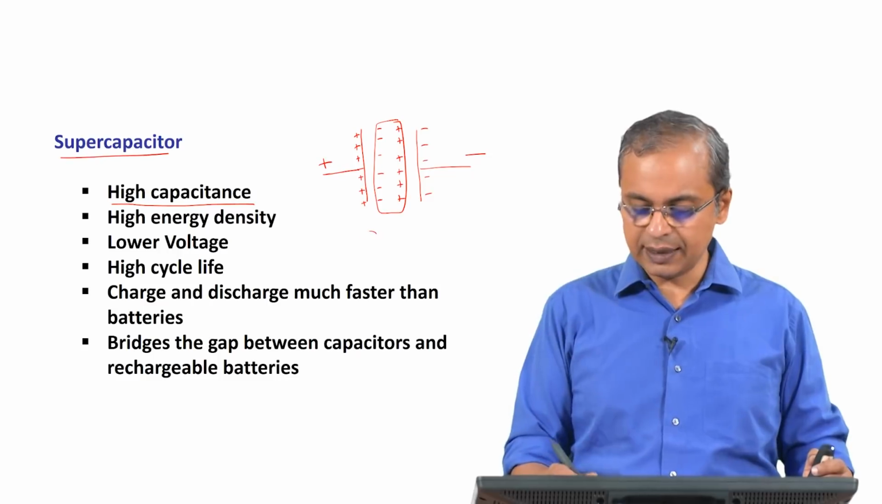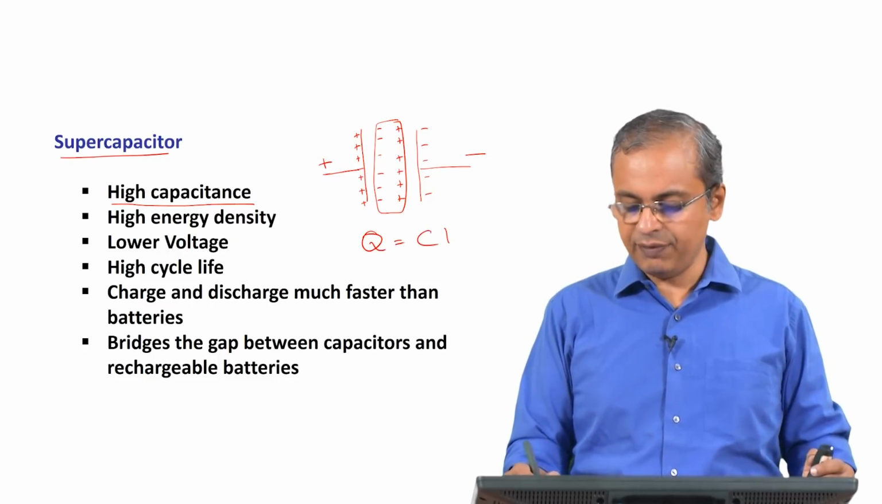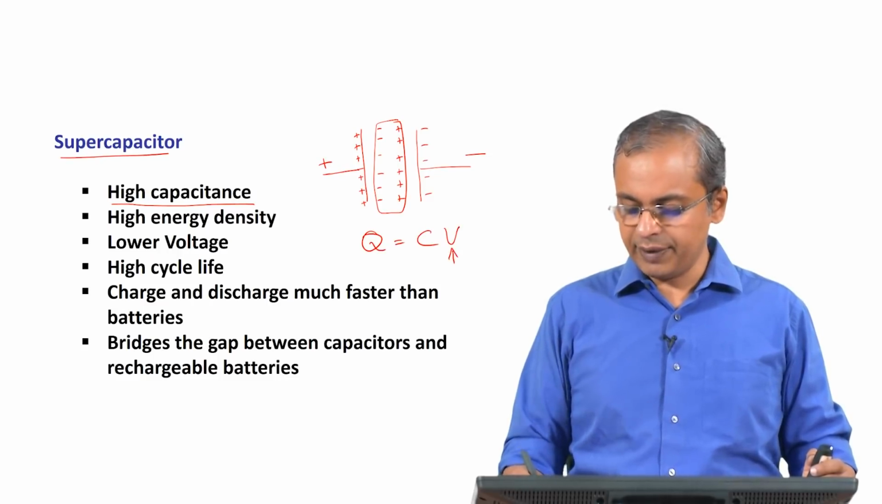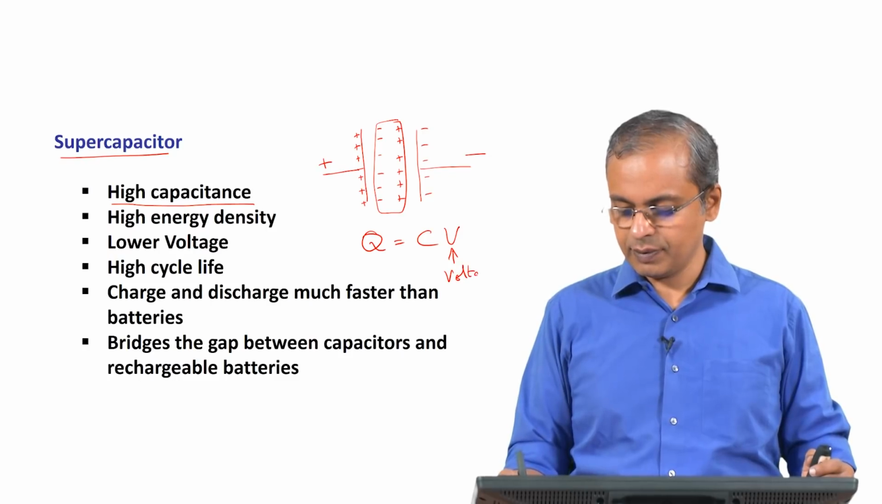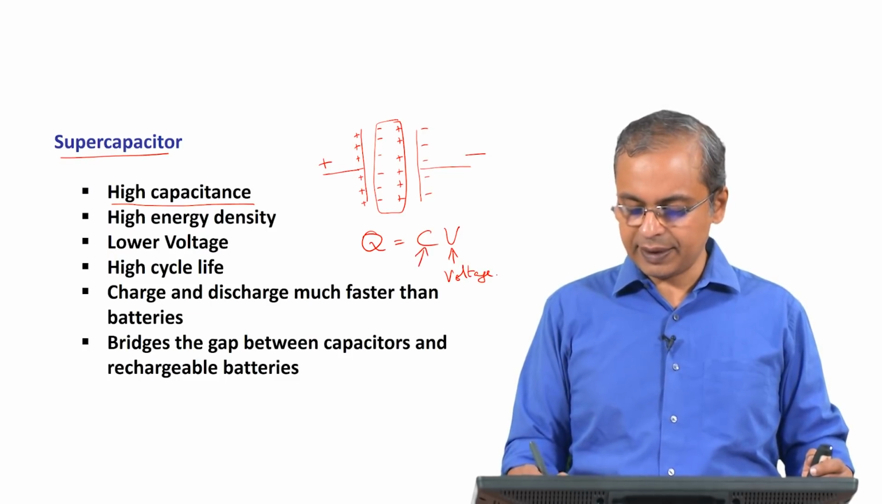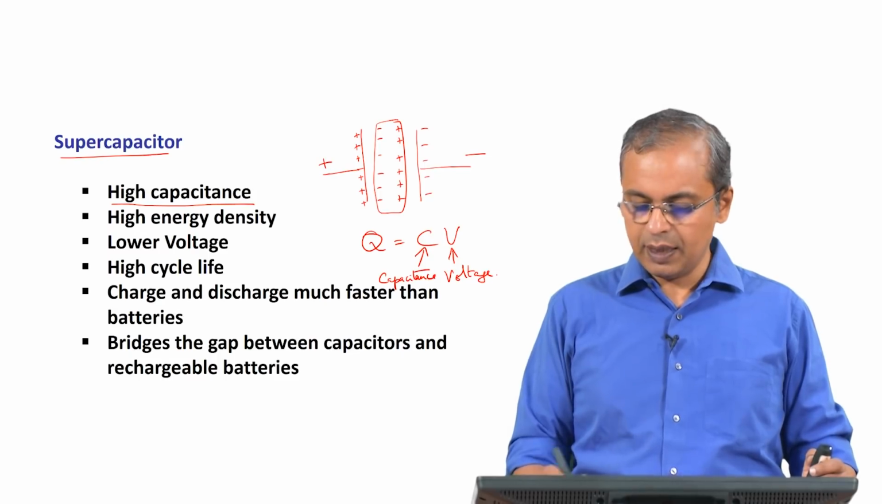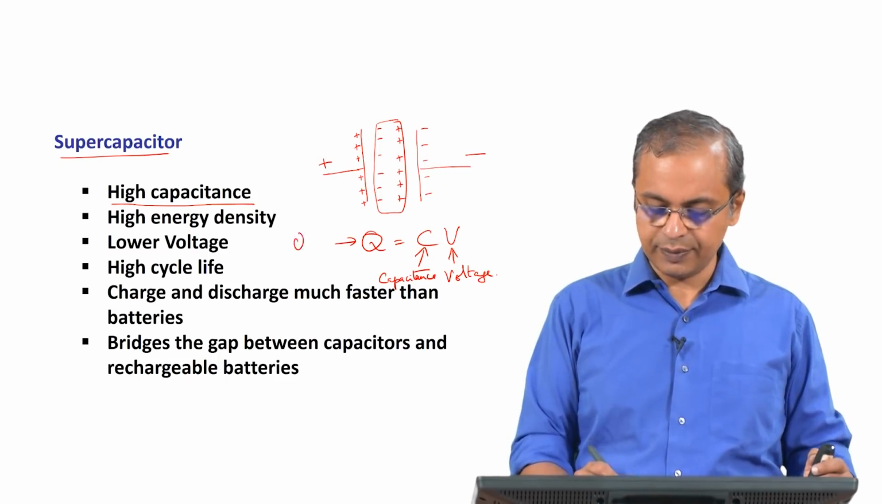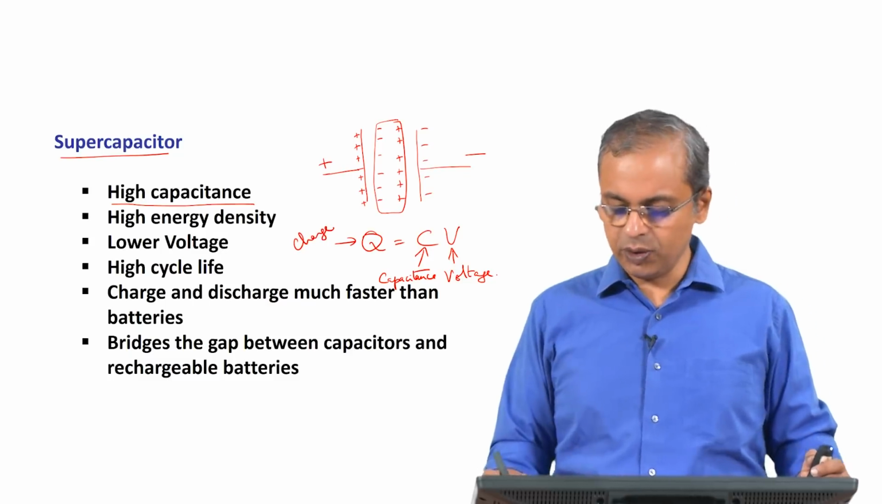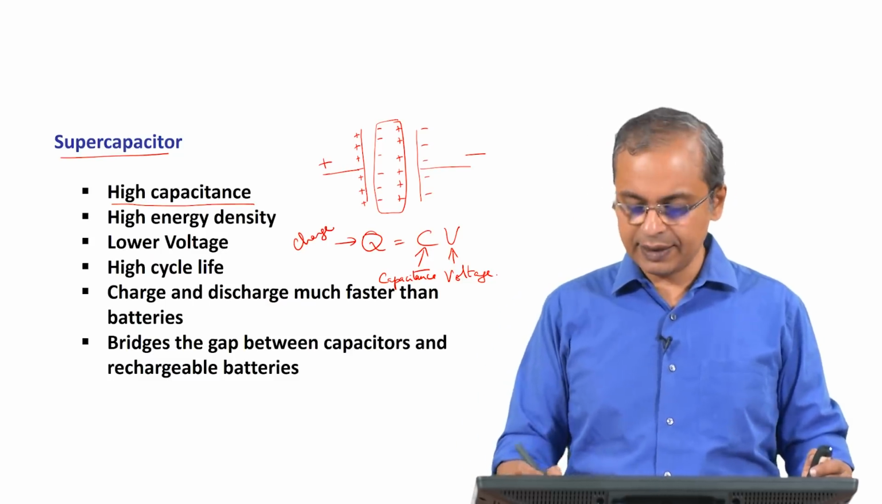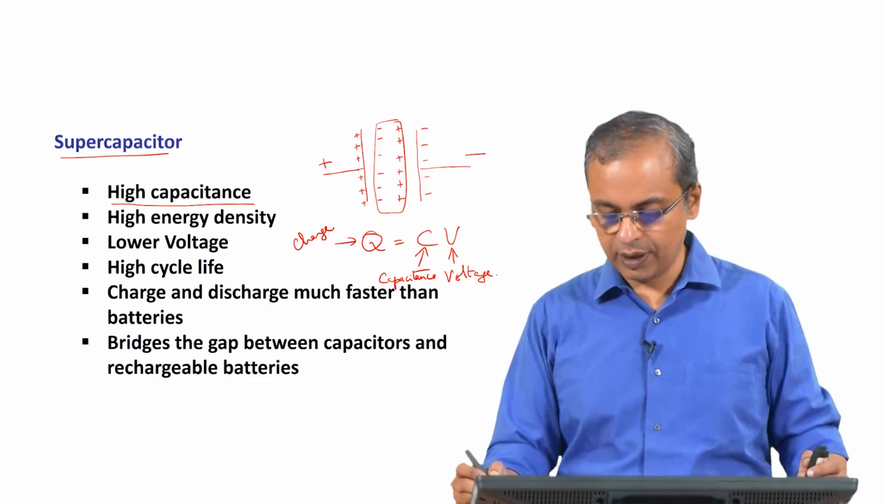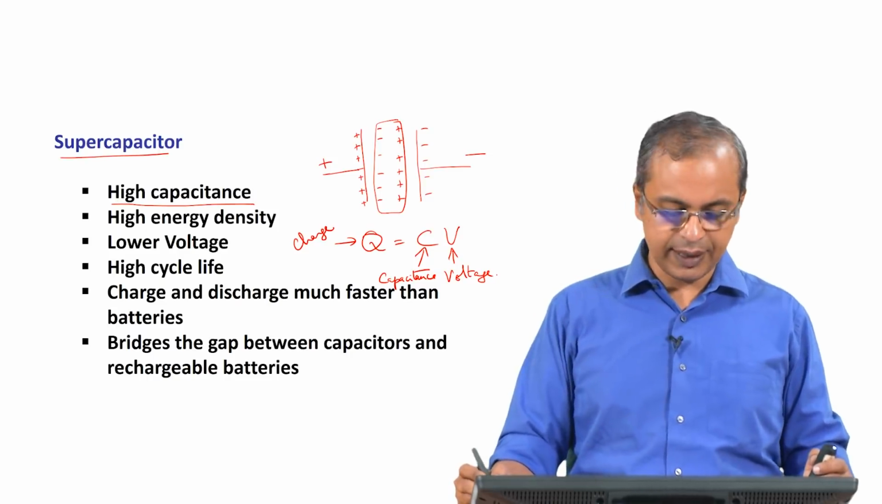The charge that is stored is given by Q = CV, where V is the voltage you applied and C is the capacitance, and Q is the charge. Voltage is in volts, capacitance in farads, and charge in coulombs. So, this is the relationship.